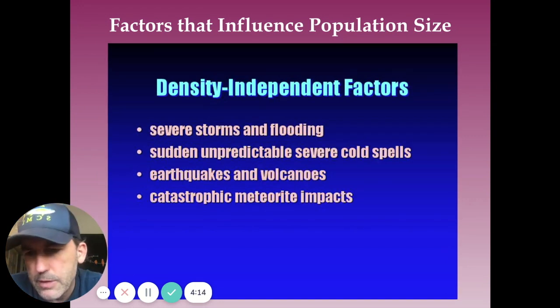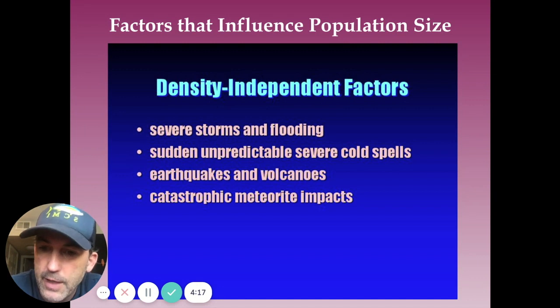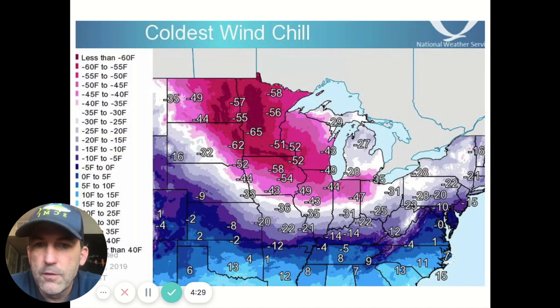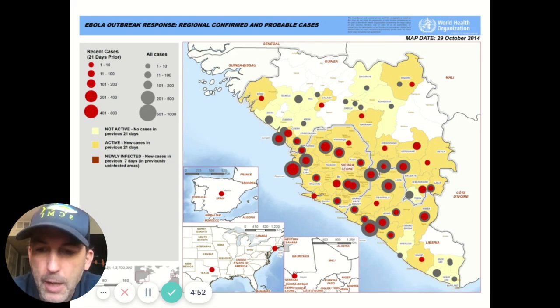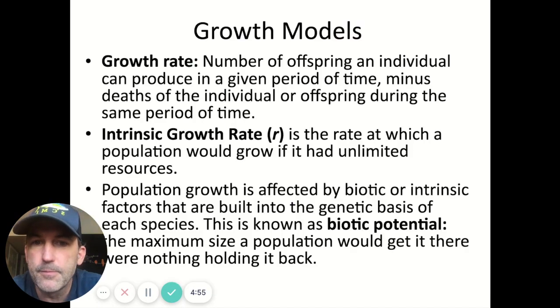Independent factors are going to be typically weather related or climate related or natural disaster type situations, things like severe storms, earthquakes, volcanic eruptions. They're going to have an impact regardless of the density of the population. So, here, a big cold snap may increase mortality in humans, and it's density independent. It's going to affect people regardless of how closely packed they are. Density dependent is more like an infectious disease like Ebola, and it's going to spread more rapidly in densely populated urban centers.